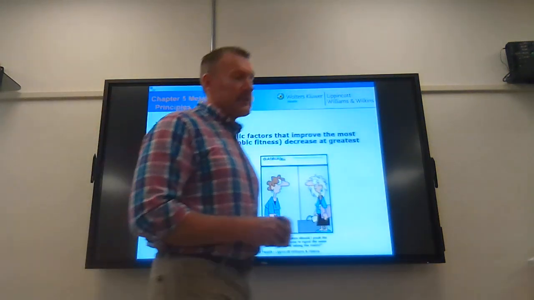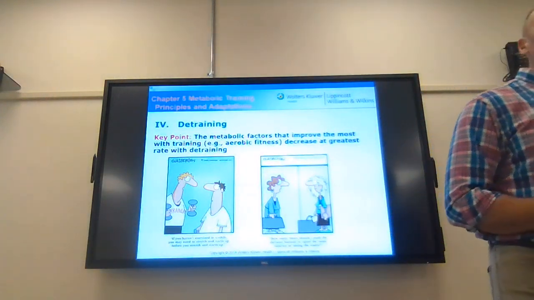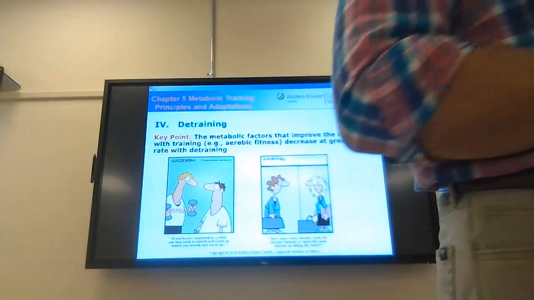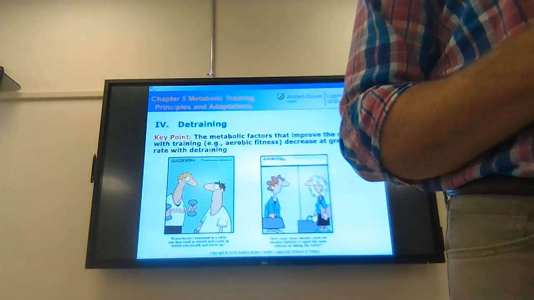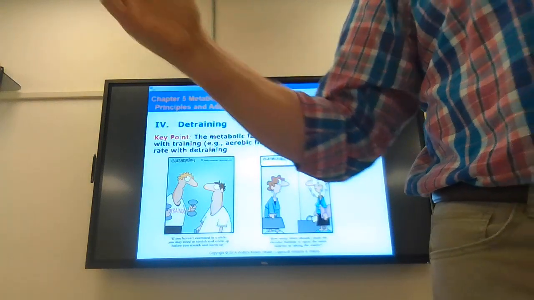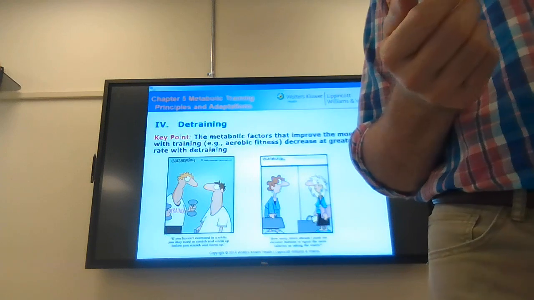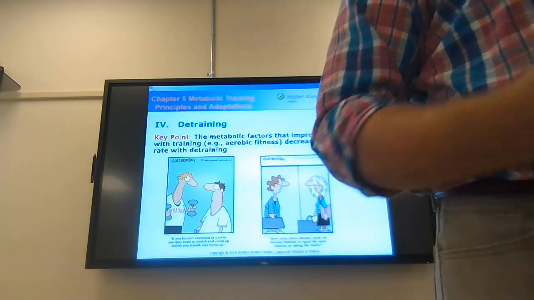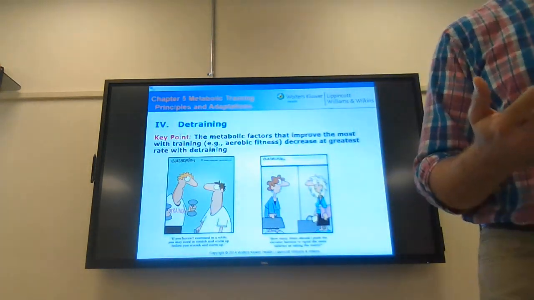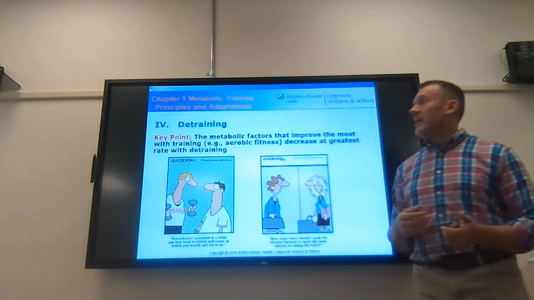So let's talk about detraining for a little bit. What does the word detraining mean? Detraining. Yeah. So you train and you get all these changes, and then for one reason or another, you stop training, and what happens? Mm-hmm. There's reversibility going on. So detraining, well, there's a loss of these changes that took place. So the adaptations go in reverse. You're reverting back to a baseline state.